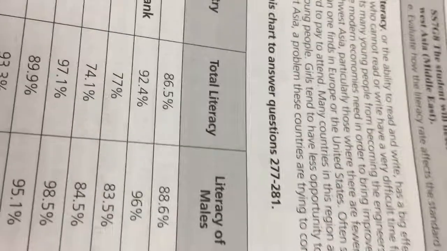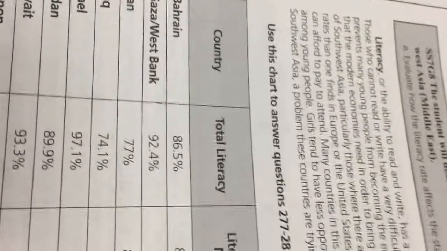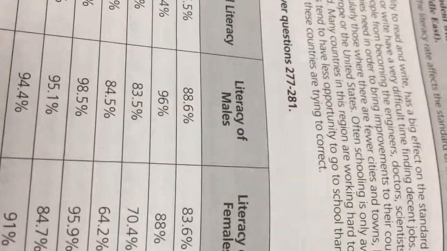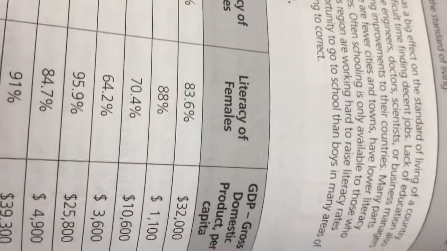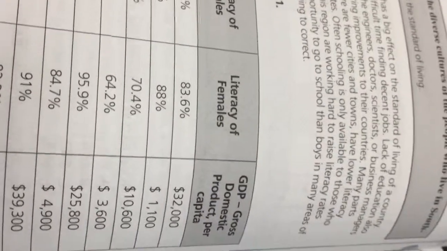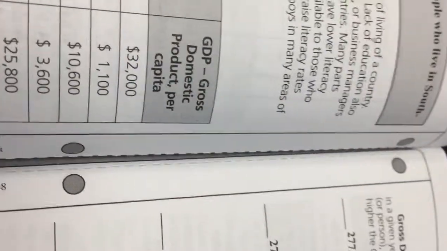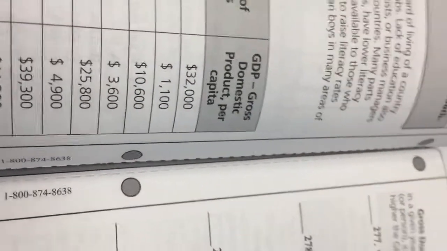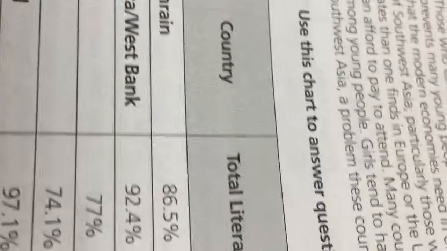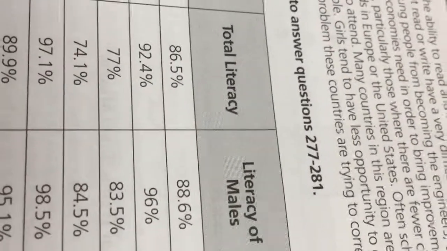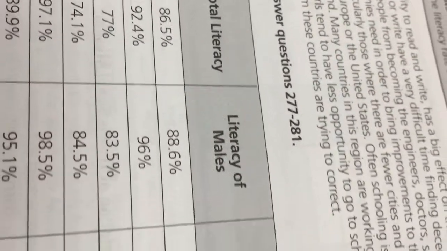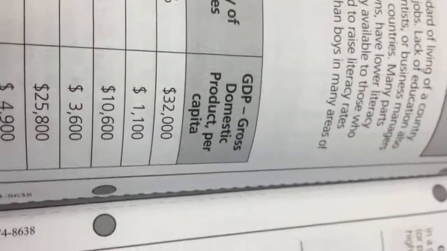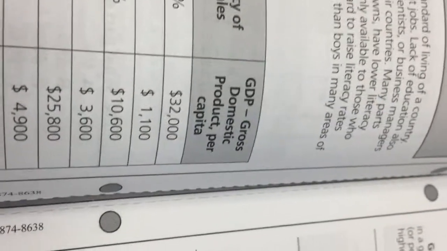So in Bahrain, we have a literacy rate of 86.5, males are 88.6, females are 83.6. We'll talk about why females are usually lower in a minute. And then GDP per person is $32,000. What I want you to do is I want you to compare that rate with places like Gaza. Very poor, where the Palestinians live, their literacy rate is high, but their GDP is very, very low, 1,100.